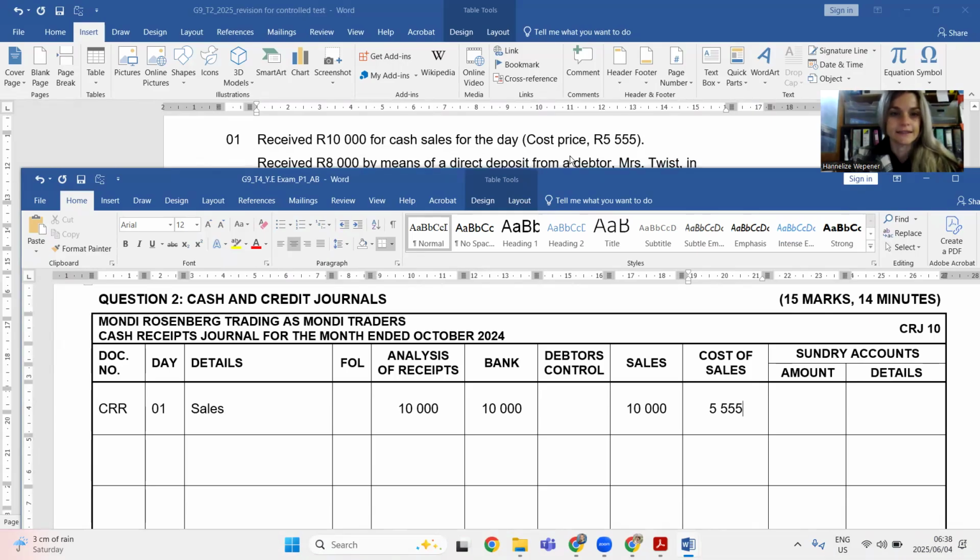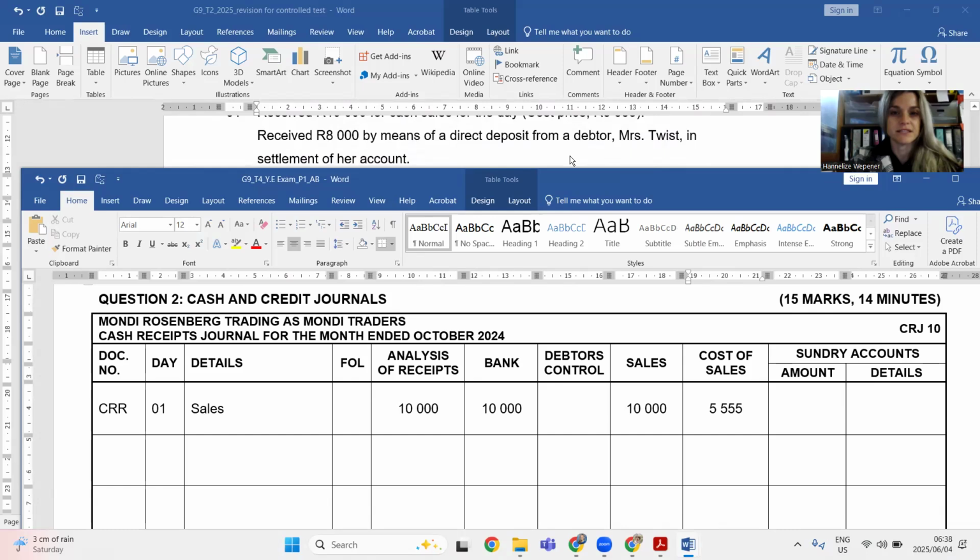And that is it. Next up, on the same day, we received a direct deposit from a debtor who settled her account. So direct deposit, so we saw that on our bank statement. Still on the 1st, we know exactly who we received it from, so the name goes into the details. This is the first debtor that I'm working with, so D1 for debtor 1. It was deposited directly into bank, so it goes directly to bank, skipping analysis. This was a debtor who settled her account. Therefore, it's going to decrease my debtors control balance.